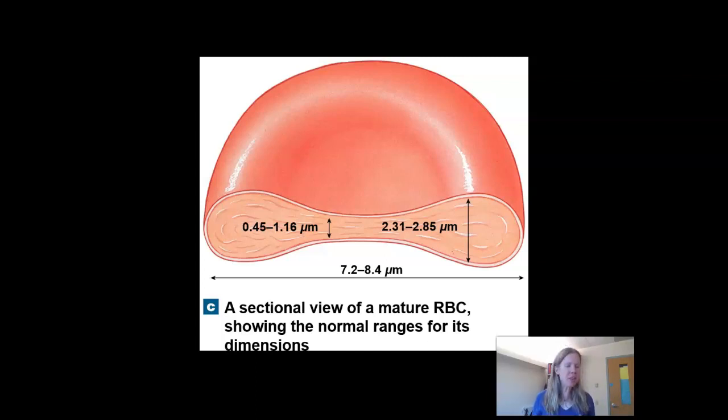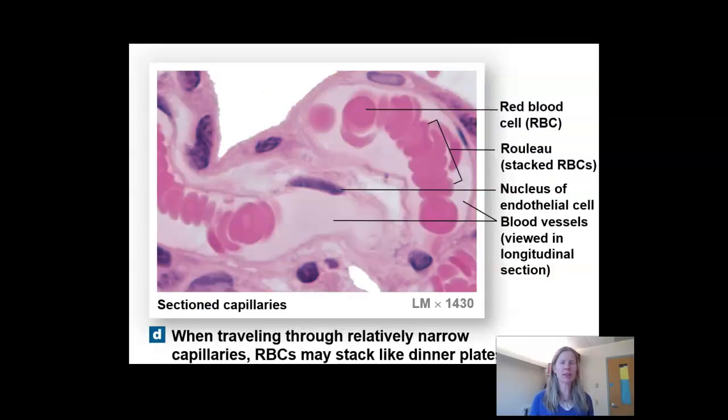Okay. Another nice thing that happens with this shape is that the red blood cells will actually stack up like dinner plates, like you see here in this picture, and that helps give them this smooth, they call it laminar flow. It's a nice smooth flow, so it's not all turbulent, and so the shape helps with that.